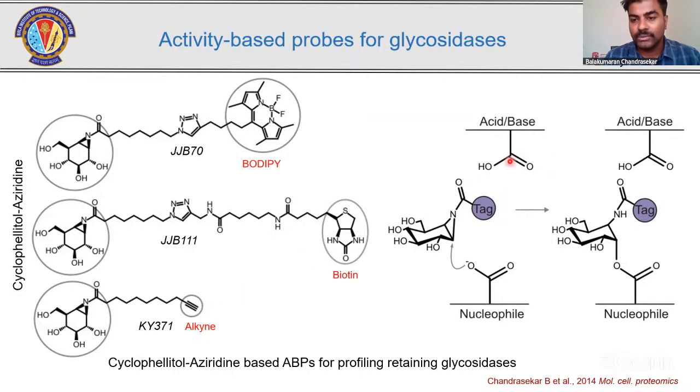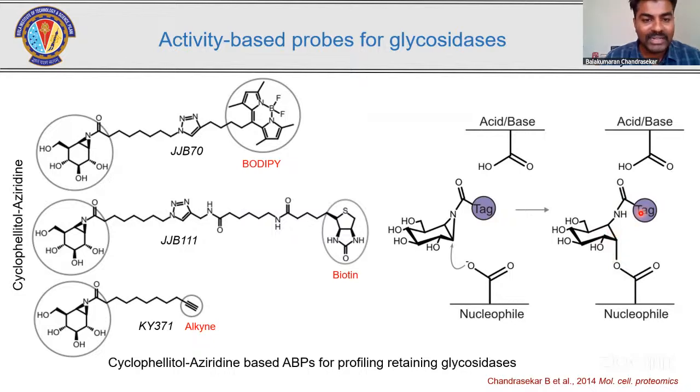The image on the right-hand side is the scheme of how a probe labels a particular glycosidase. If you treat a biological system with the probe, the probe will go inside the catalytic site of a particular enzyme. In this case, it is going to be the glycosidases, which have a nucleophilic glutamate residue. The oxygen of the glutamate residue will make a nucleophilic attack at the aziridine ring. As a result, a covalent bond is formed between the probe and the protein.